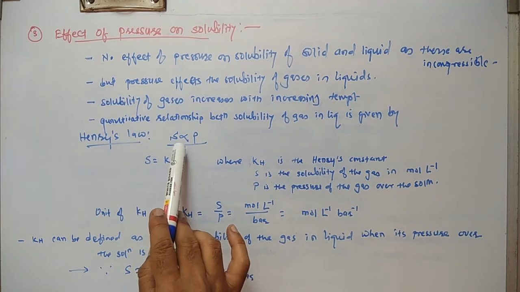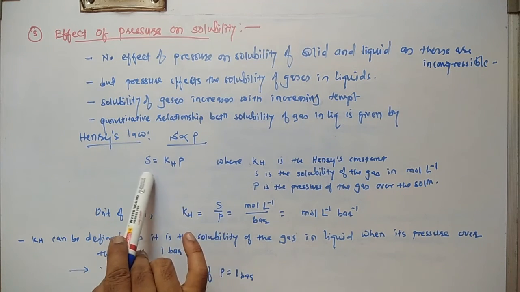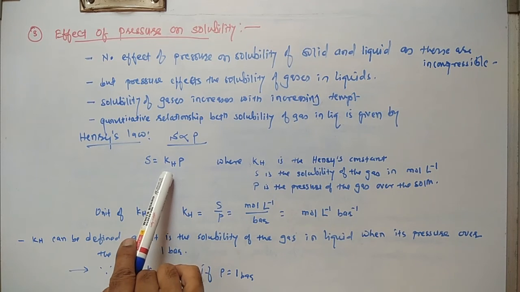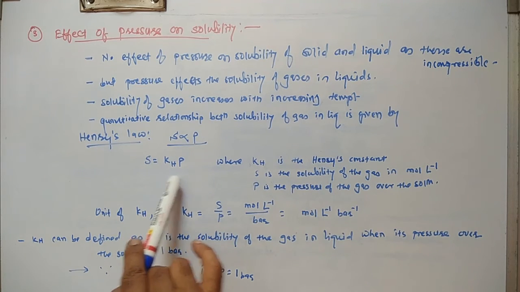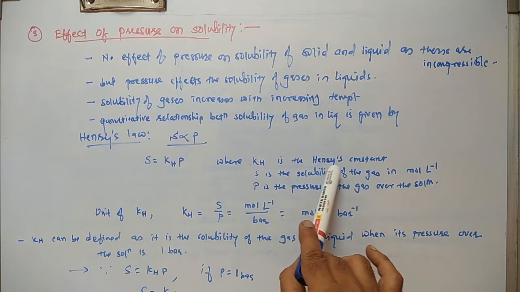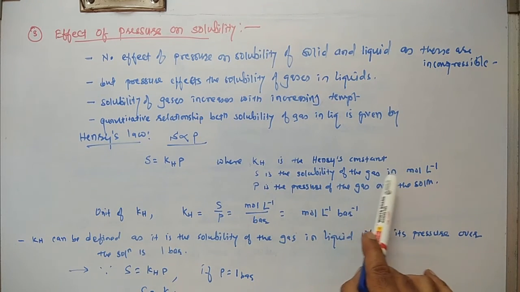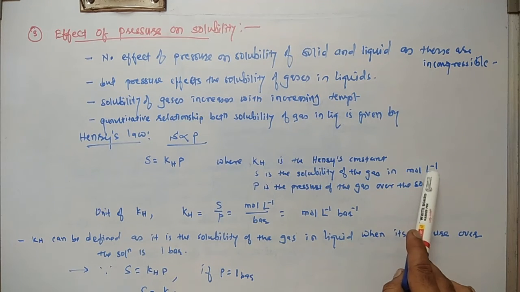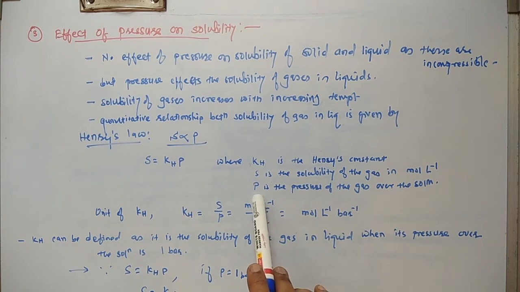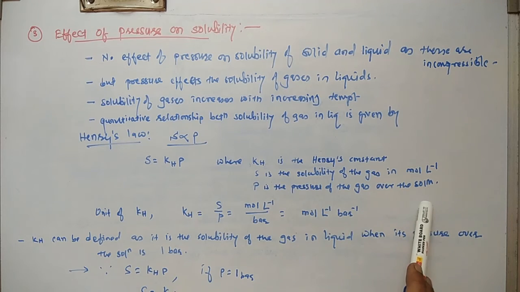Removing the proportionality sign, S is equal to Kh into P, where Kh is the proportionality constant, called Henry's constant, and S, as you know, is the solubility of the gas in liquid, expressed in moles per liter. P is the pressure of the gas over the solution. So this is Henry's law.